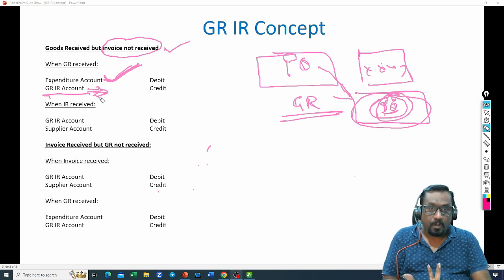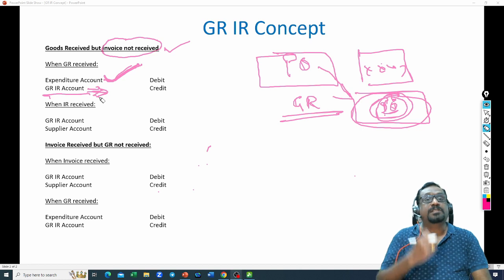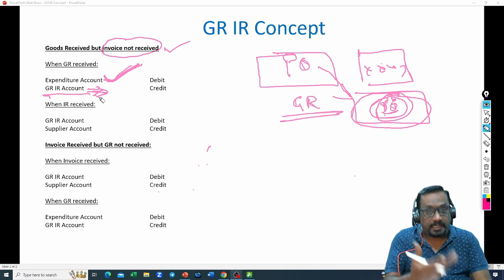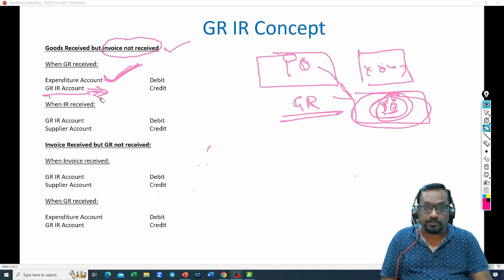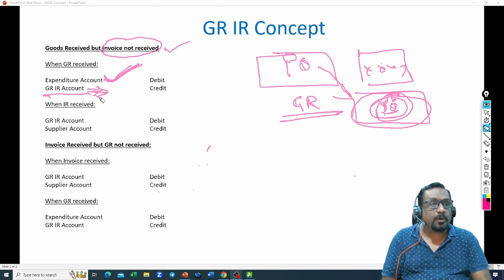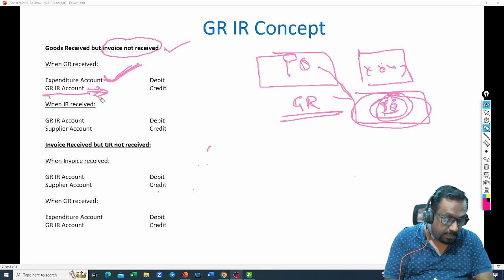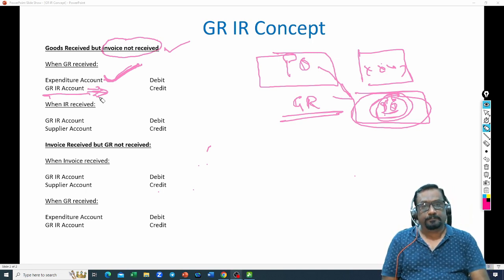How do I know the bank details provided on the invoice copy? What is the currency agreed? What is the currency mentioned in the invoice copy? There are many factors we need to look at once we receive the invoice copy. Since the invoice copy is not received here, I don't even know those details. If I don't know those details, I cannot credit the supplier account. Hence, I am crediting the GRIR account.